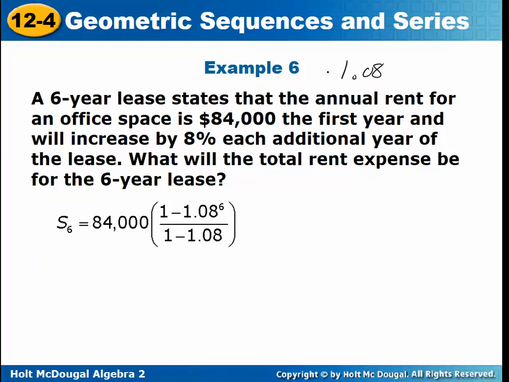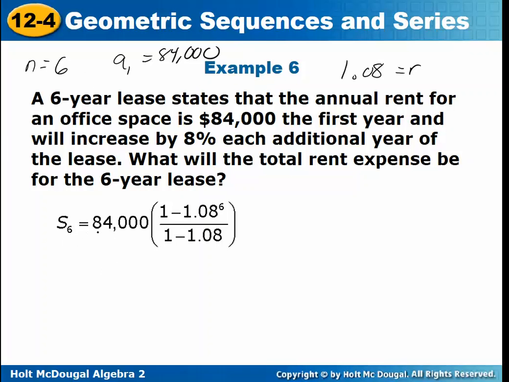So we have 1 year. 1 plus 0.08 is 1.08. This is our R. Our A sub 1 is going to be the 84,000. And they want this after 6 years. So they want to know what is the sum that they would have spent on rent after 6 years. This is going to be a scary number. It's going to be a very big number. So it must be a very big building.